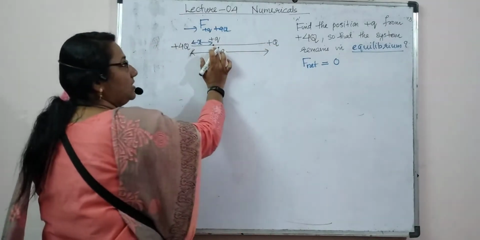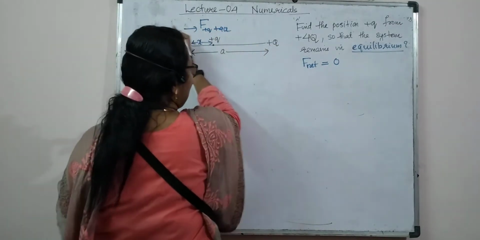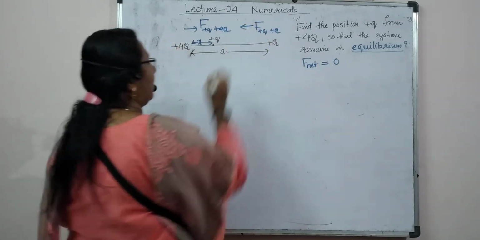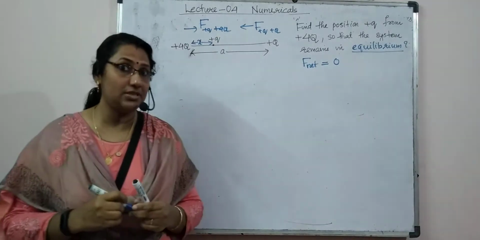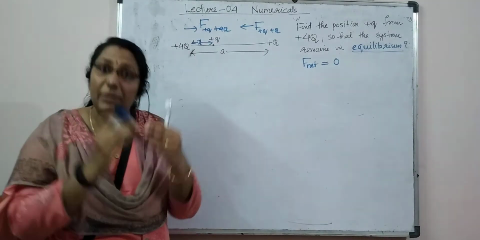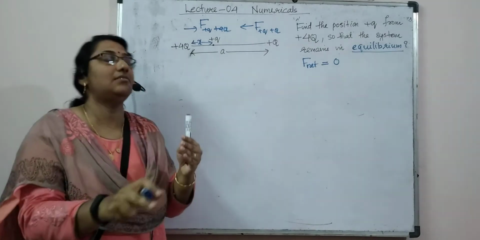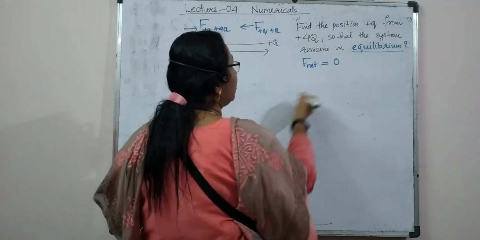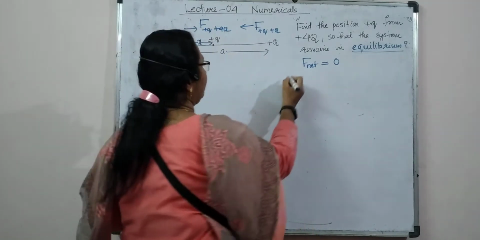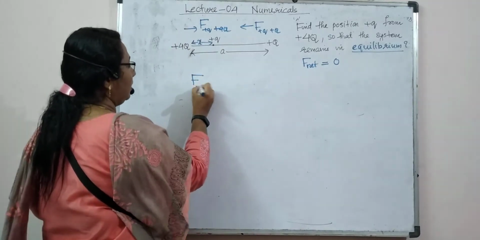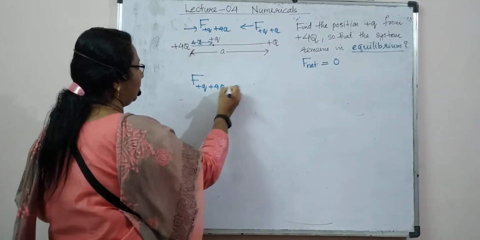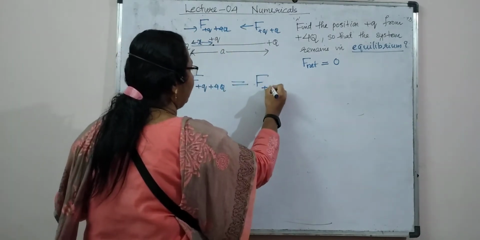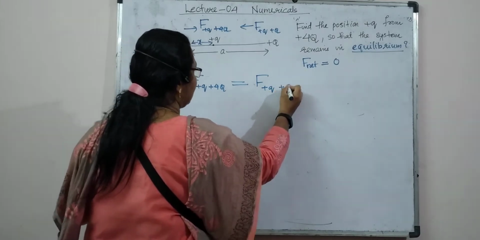So the force on plus q due to plus 4q is towards the right. This capital Q also repels small q towards the left, repulsion. So the force on plus q due to plus capital Q is towards the left. That is, the two forces acting on plus q are opposite in direction. And to make the system in equilibrium, the second condition is the magnitude of force must be equal also. That is, the force acting on plus q due to plus 4q must be equal and opposite to the force due to plus capital Q.